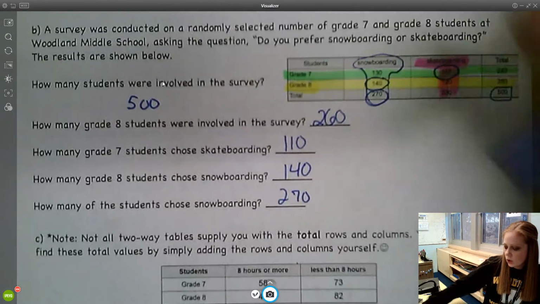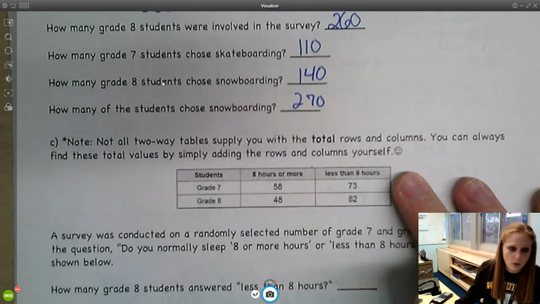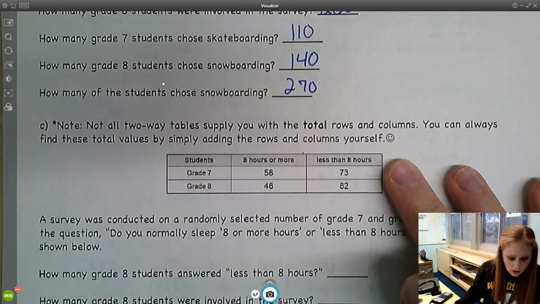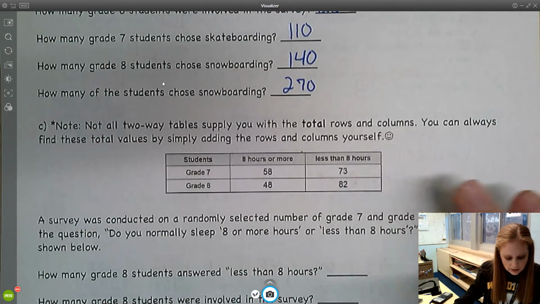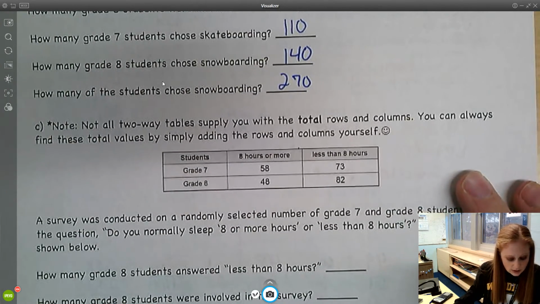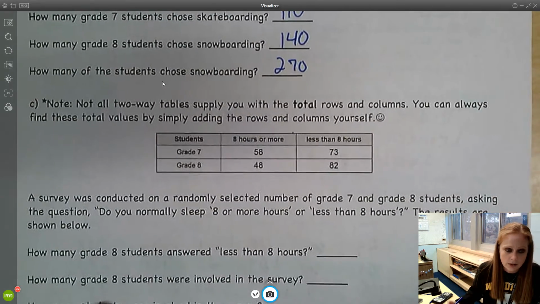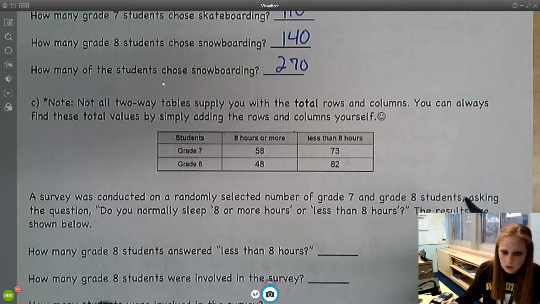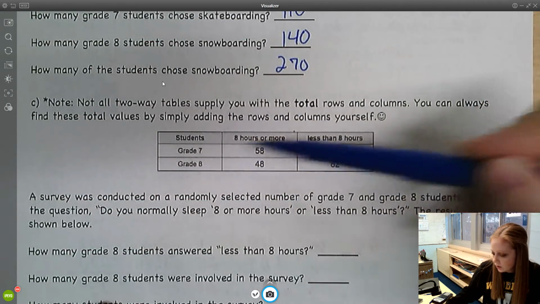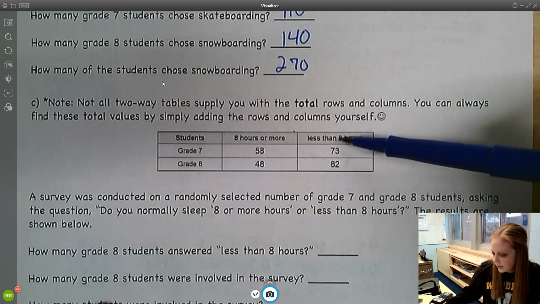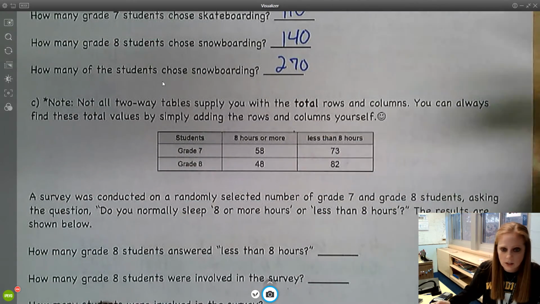Okay, for C. Note, not all two-way tables supply you with the total rows and columns. You can always find these total values by adding the rows and columns yourselves. Okay, so a survey was conducted on a randomly selected number of grade 7 and grade 8 students, asking the question, do you normally sleep 8 or more hours or less than 8 hours? The results are shown below. Okay, so here's our 7th graders who did 8 or more hours, 7th graders that did less than 8 hours, 8th graders 8 or more, 8th graders less than 8.